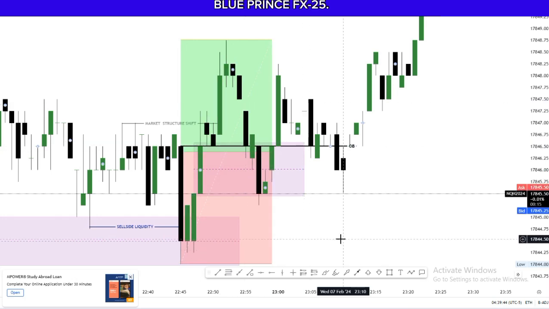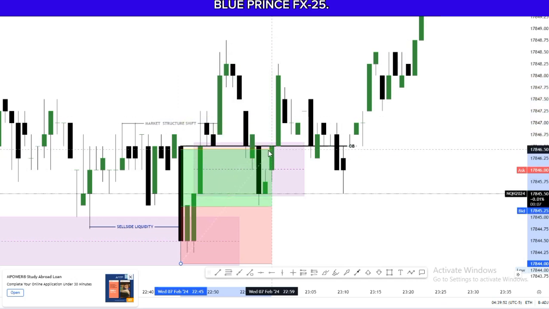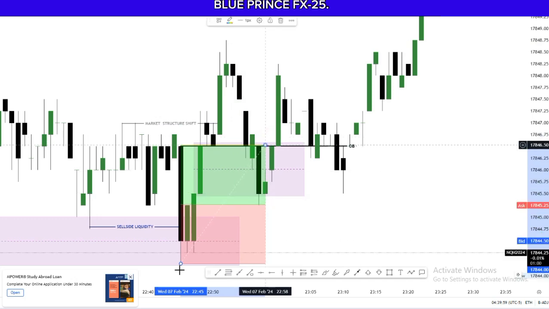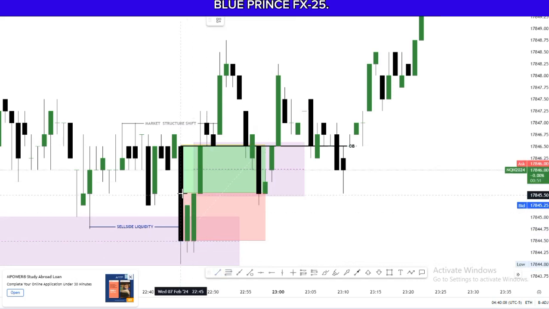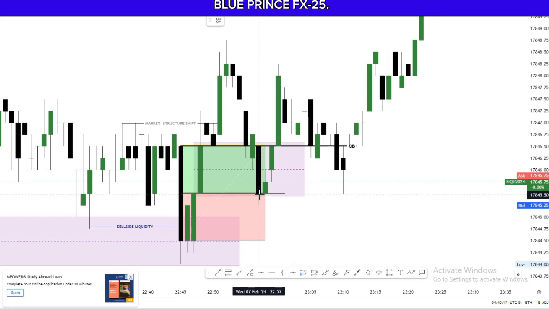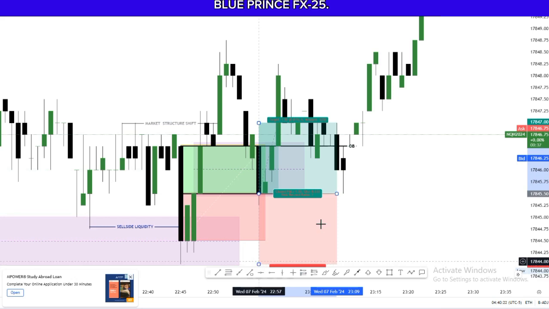We look for our mean threshold, right? So we look for the 50% of the order block. We take our fib and plug it here, on this order block. So now our order block 50% is here. Then you take your position at the 50% of the order block. That means you buy at the 50% of the order block and you hide your stop loss just below this low.